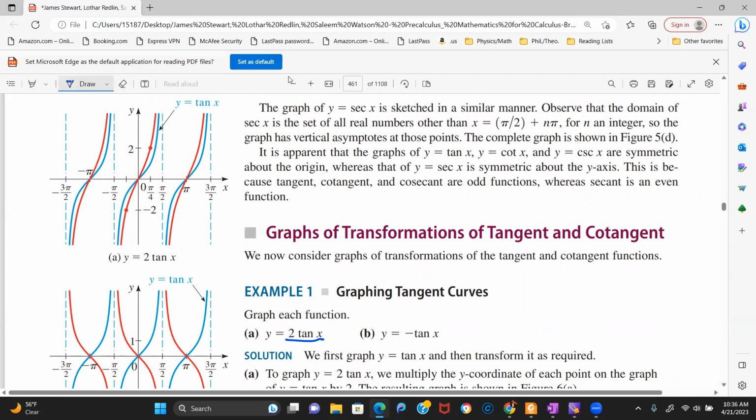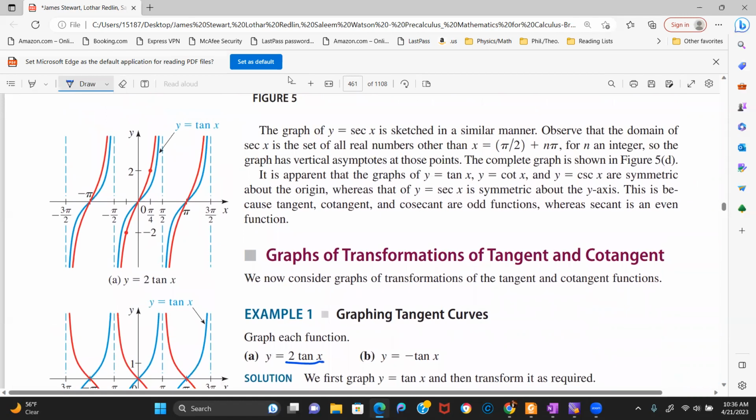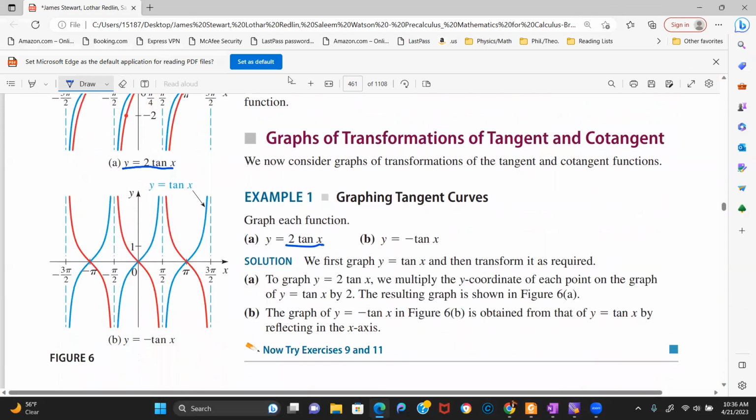So that's a vertical stretch, right? When you do that, it's gonna look like the red graph right here. So the red graph is the plot of 2 tangent x. So you can see it's a vertical stretch. It stretches upward a little bit. Still goes through the same points on the x-axis, has the same x-intercepts.